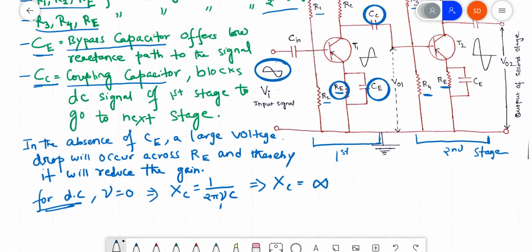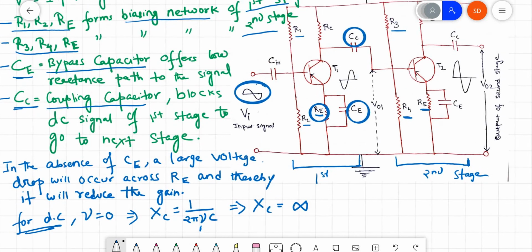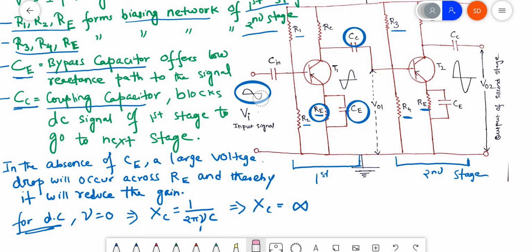So these are the components. Now what is the function? We have an AC signal here. This AC signal is amplified by the first stage, and this is the amplified output of the first stage, which is further amplified by the second stage. This is the final output after amplification from the second stage, and it is in phase with the input signal.